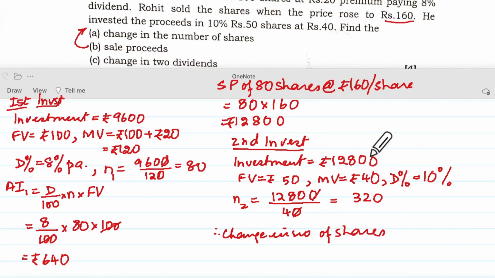Now so far even in our textbooks we never had a question like change in number of shares. They've always asked us change in the annual income but never number of shares. Correct? So change in number of shares will be equal to 320 minus 80. How much is that? 240, no? 240, no?